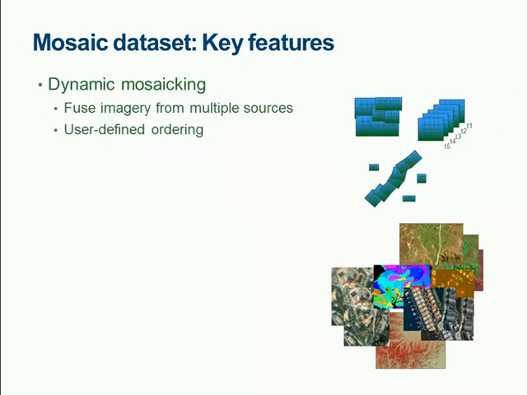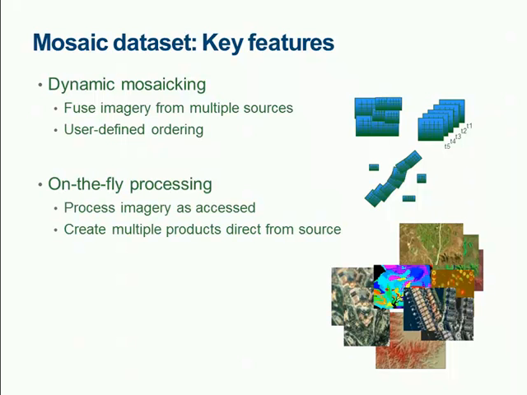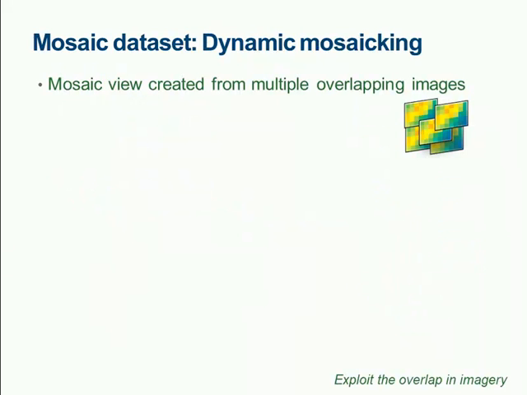So there are many features and details of the Mosaic dataset, but the two high-level concepts I want to introduce are dynamic mosaicing and on-the-fly processing. I'll address these separately in further detail, but dynamic mosaicing refers to building a single image view from many input images, and furthermore allowing the user to change that view if desired. On-the-fly processing refers to the ability to apply processing to the imagery when they're accessed. So it's more than simply reading imagery from a disk and putting it on the screen. I'll come back to the on-the-fly processing, but let's look at dynamic mosaicing.